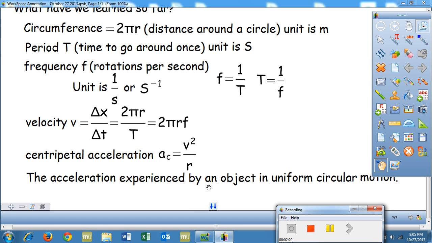So the question for today is really, if something goes in a circle, it's actually always being accelerated towards the center of the circle. In other words, its velocity vector keeps curving towards the center of the circle, and that's a change in velocity, so it's actually an acceleration. But you can't accelerate anything unless you have a force. That's basically Newton's second law, right?